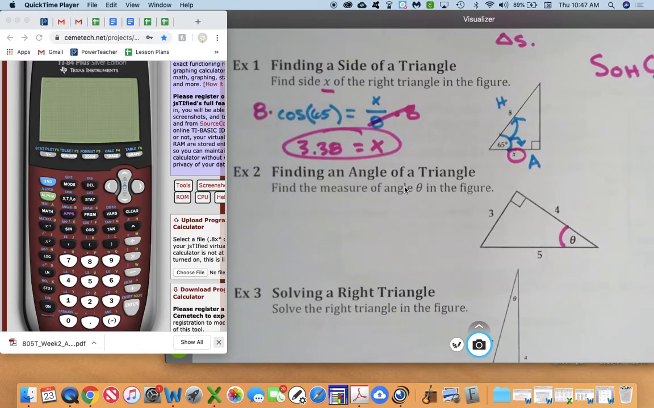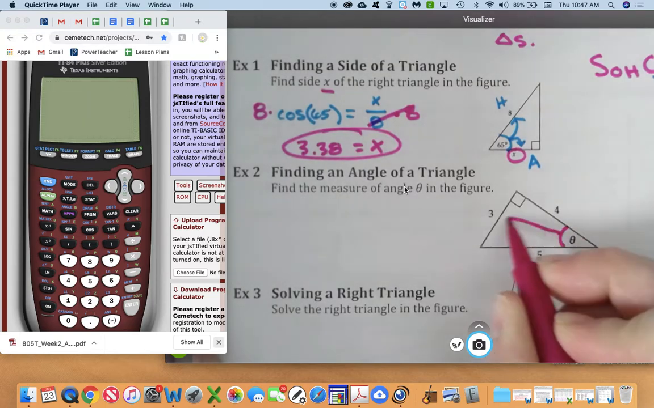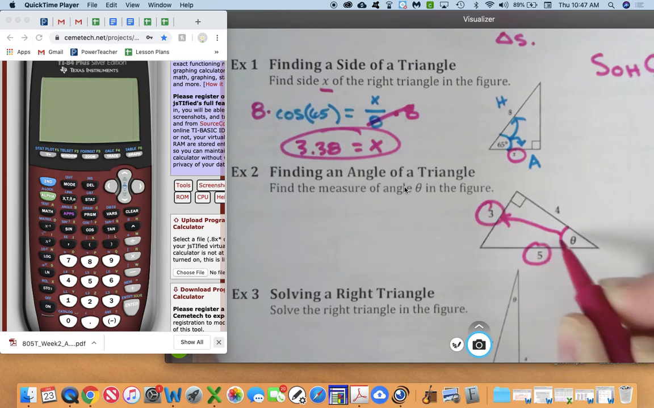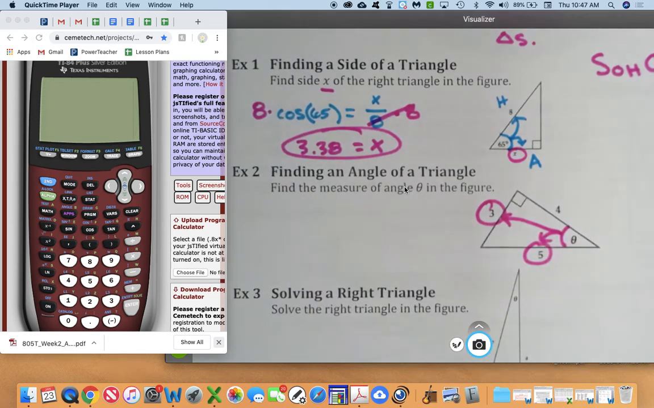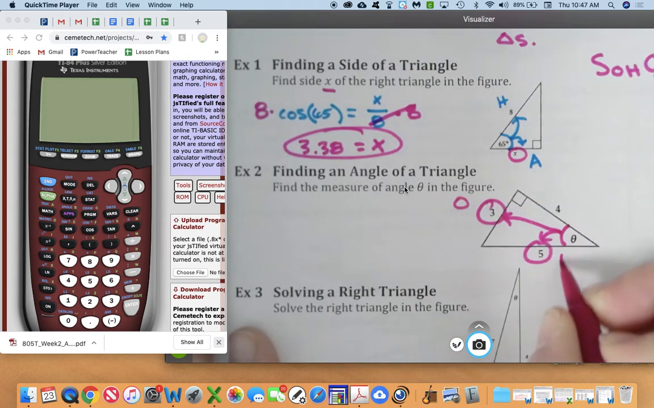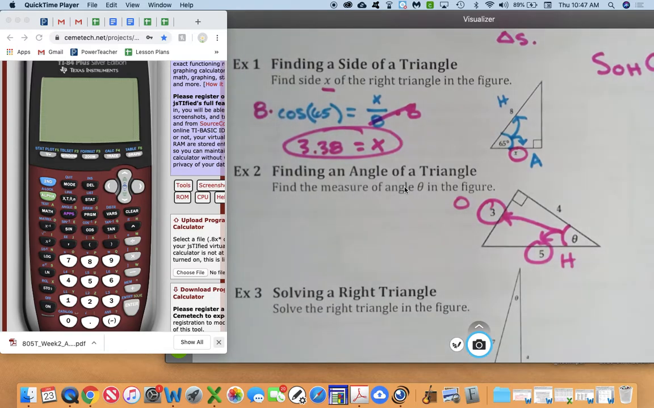Just pick 2. We don't care. Opposite. Okay, 3 and 5. We want to use opposite and hypotenuse. We only need 2 of them. We get to choose. If you choose a different one, you will still get the right answer. You'll just use a different trig function. So opposite hypotenuse means we're using sine.